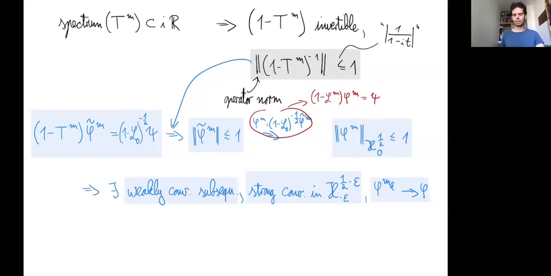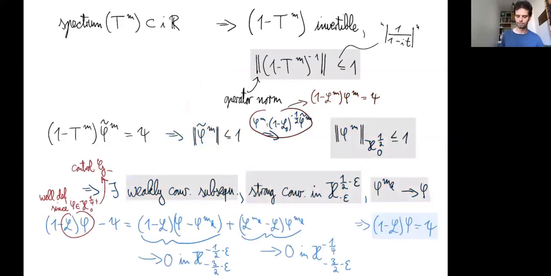So now we can again extract a weakly convergent subsequence, and by compactness, so now here we use the torus. If we're not on the torus, then the Sobolev spaces are not compactly embedded into each other, and you have to go to weights. But anyways, let's say we're on the torus. So then if we give up a bit of regularity, then by compactness, we have strong convergence in this space. So weak convergence in H1/2, strong convergence as soon as we give up a bit of regularity, along some subsequence to a phi.